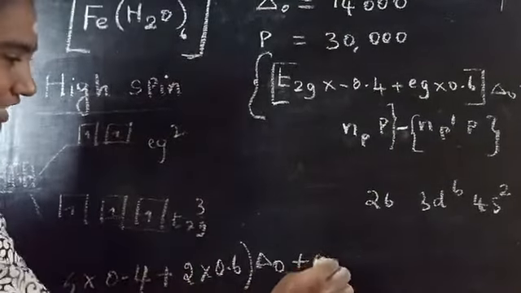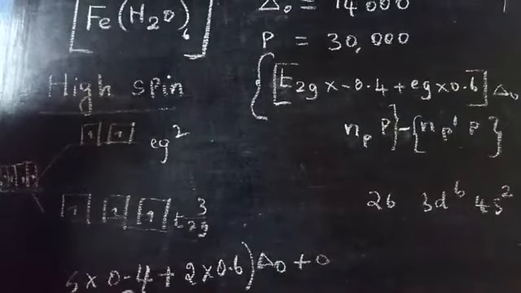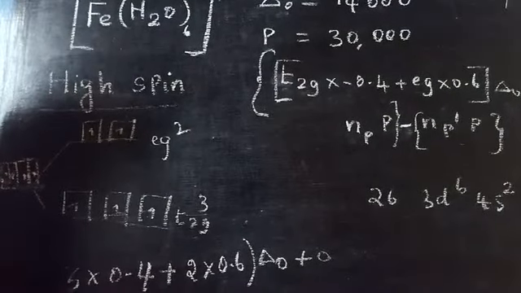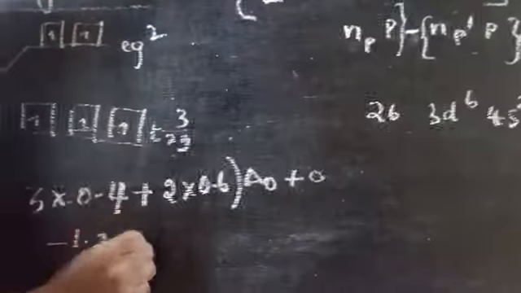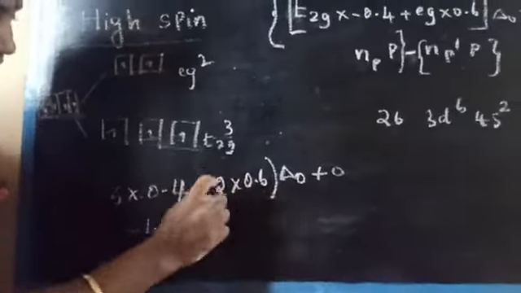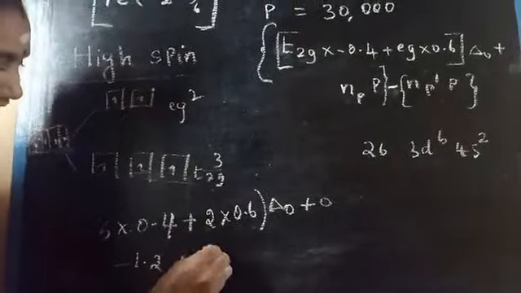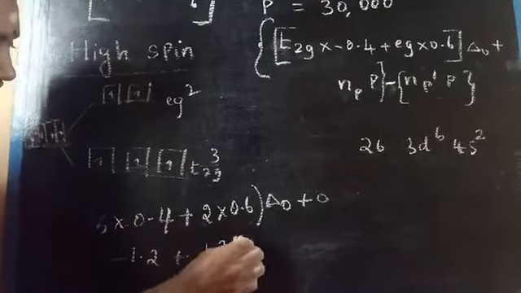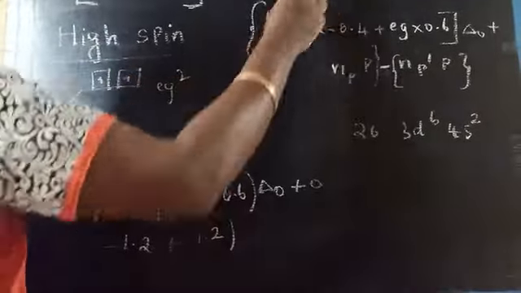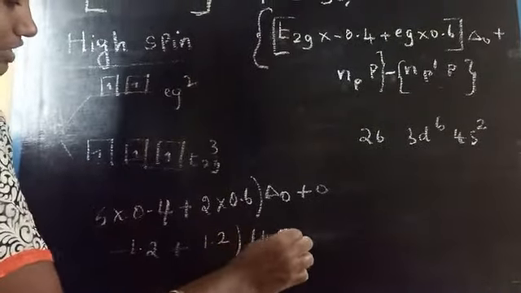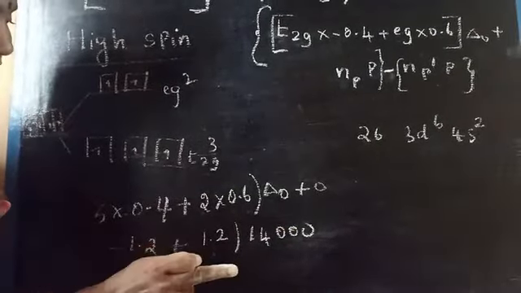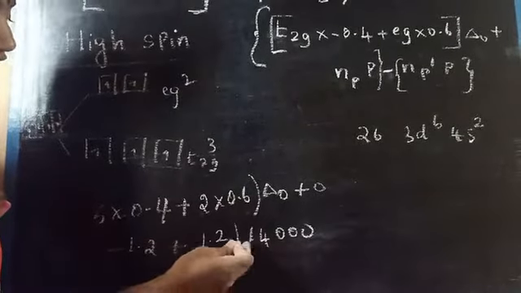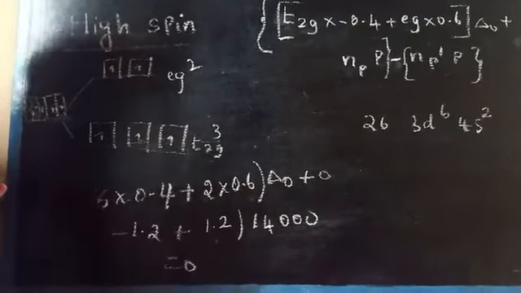So now 3 fours are 12, and here it is a negative value, so minus 1.2, plus 2 sixes are 12, here 0.6, so 1.2, into the delta zero value 14,000. Now minus 1.2 plus 1.2 is 0. 0 into 14,000, the value is 0.